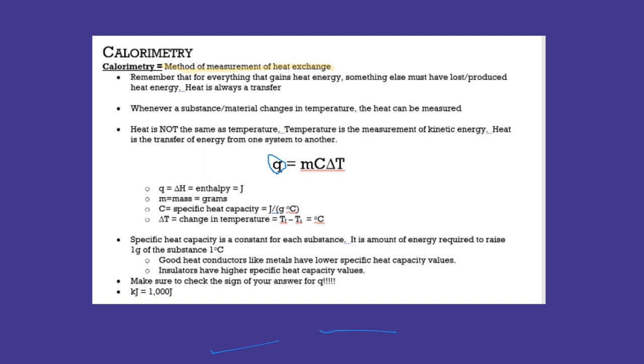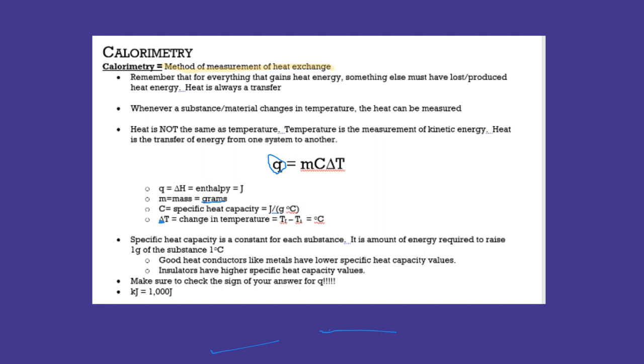M is mass in grams, and there is a version of mCΔT that's called nCΔT, and that would be in moles, but the most common form of this equation is with mass. C is the specific heat capacity, and we're going to talk about that in one second because that's a very important number, not just to our calculations. And anytime we see a delta here, delta T, that means the change in temperature, so T final minus T initial.